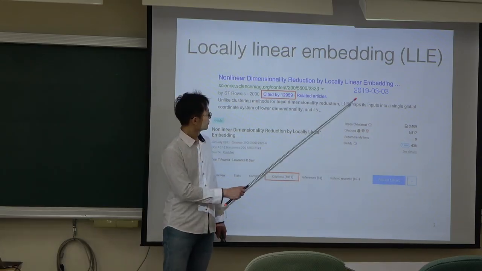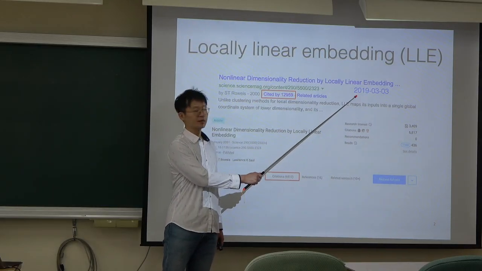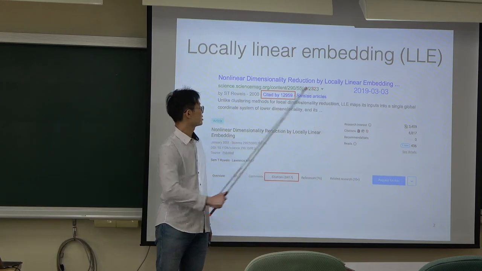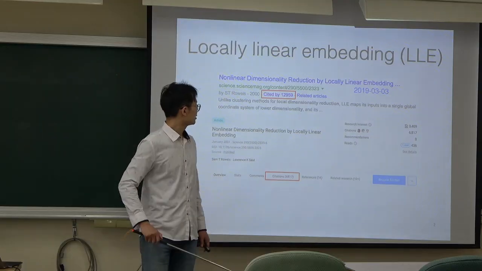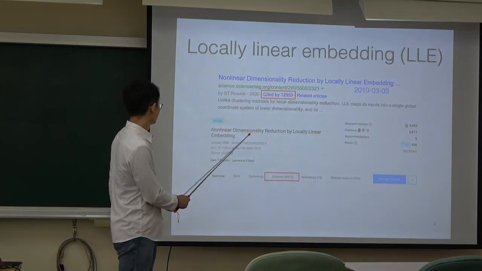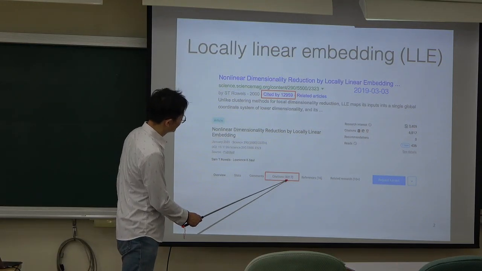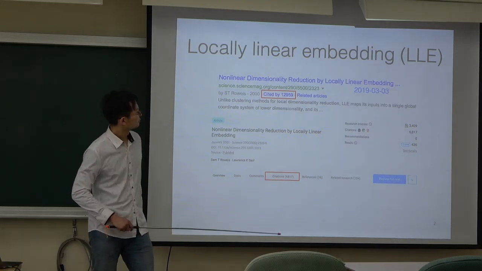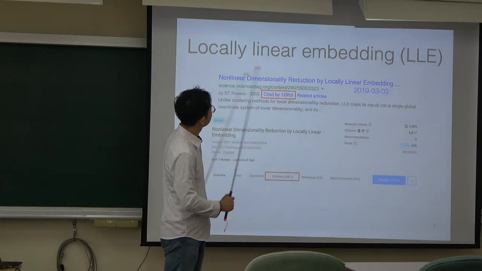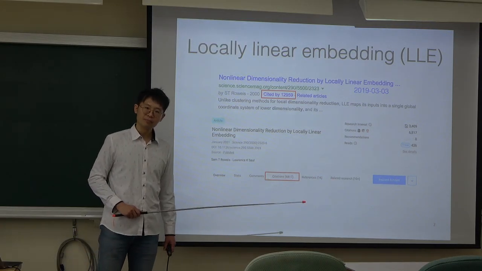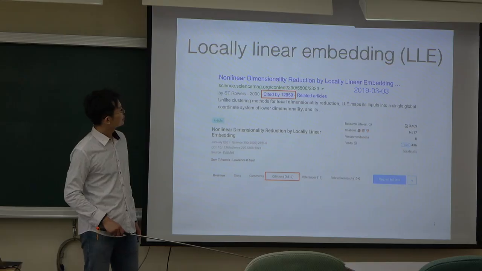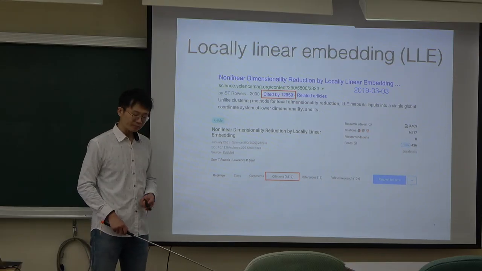And this is what I checked before, back in 2019. It has already been cited 13,000 times. And even if you go to ResearchGate, it has been cited almost 7,000 times. So this is a very, very well cited paper, and technically almost the first nonlinear dimension reduction algorithm.